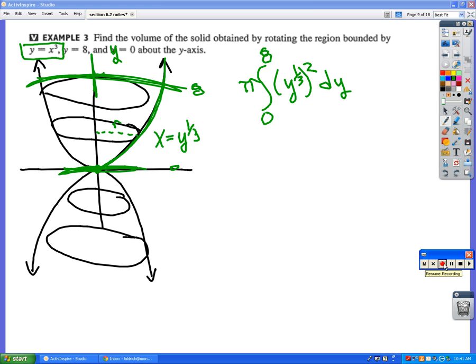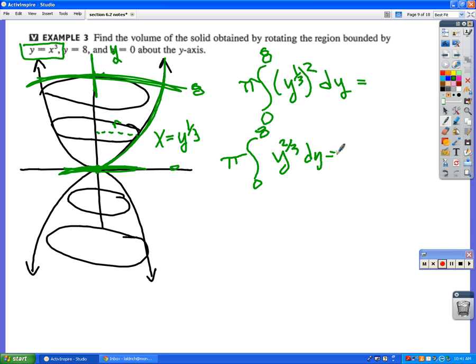Okay, so how are we going to solve this? We're going to use our calculator. You wouldn't even have to use a calculator. You could, if you wanted to do this by hand, you would say pi, 0 to 8. What's y to the 1/3 squared? y to the 2/3, because when you have a power to a power, you multiply the exponent.